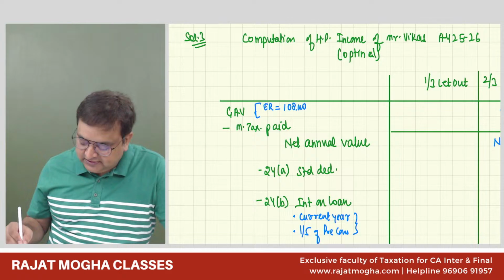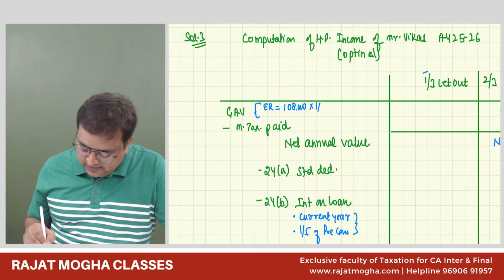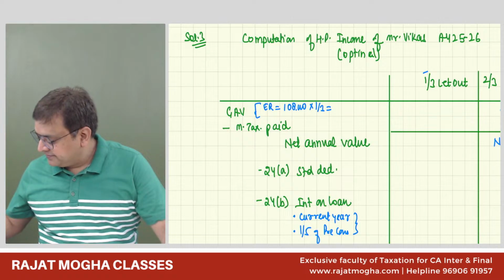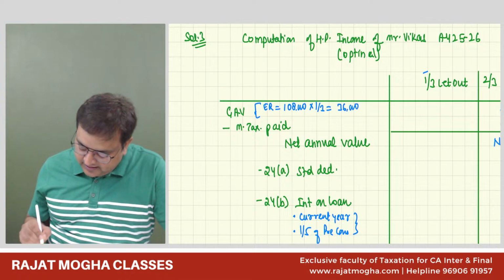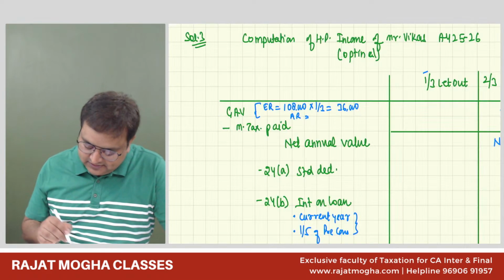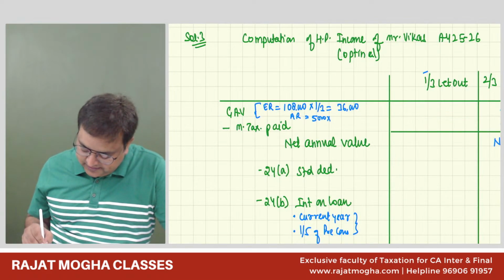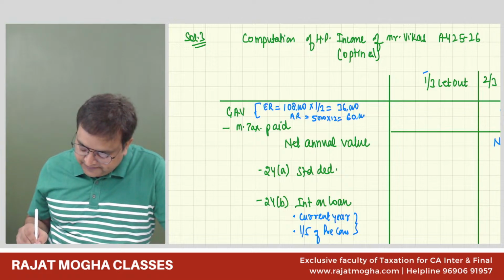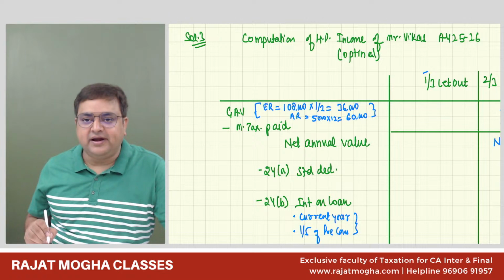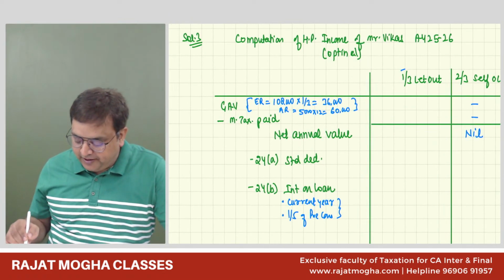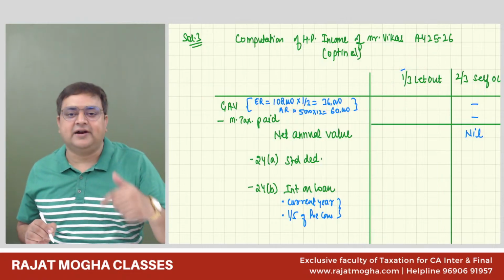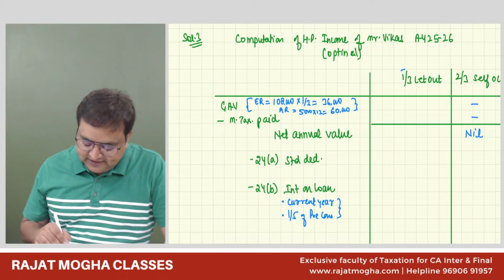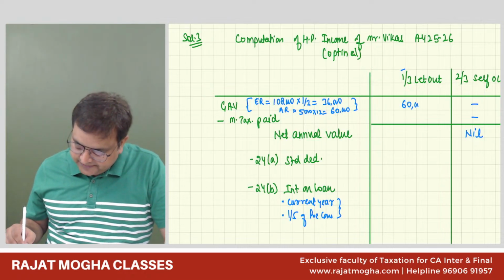And for the 1/3 portion, we need only the 1/3 portion. So the 1/3 portion would be 36,000. Correct, 36,000. And the actual rent is 5,000 per month. 5,000 into 12, it is 60,000. So we understand expected rent or actual rent. Please don't make this mistake. If you are doing it for 1/3, expected rent should be for 1/3. Just compare that 1/3 of the expected rent with the actual rent of this property. So this 60,000 rupees is my GAV.